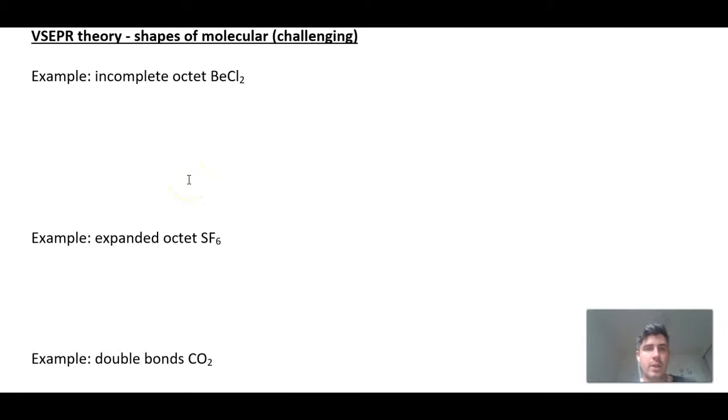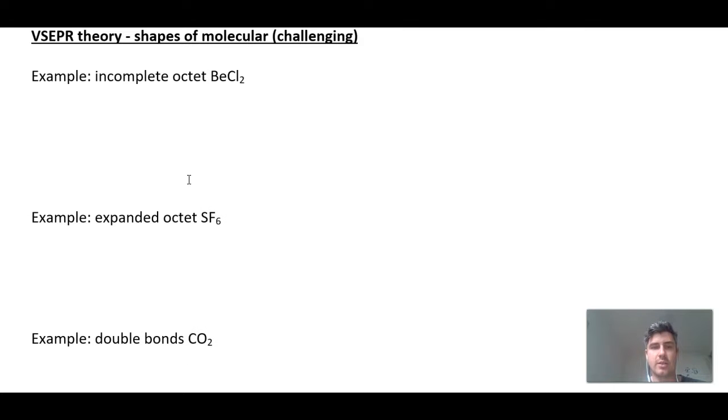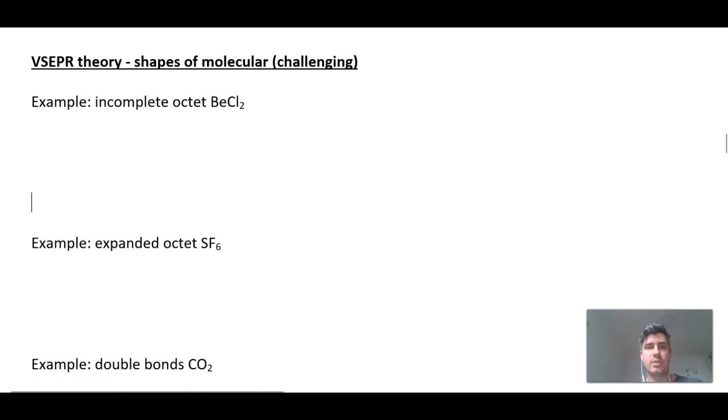Okay, so in this video we're going to look at some slightly more challenging shapes of molecules where we've got incomplete octets, expanded octets, double bonds and charged molecules. So for the first example here, beryllium chloride, we're going to start as we normally do, where we put the beryllium in the center here because it's the one that we have the fewest of. And our beryllium has 2 valence electrons.